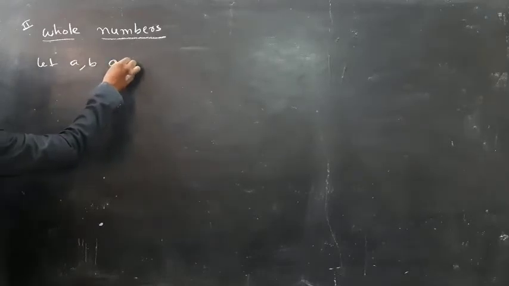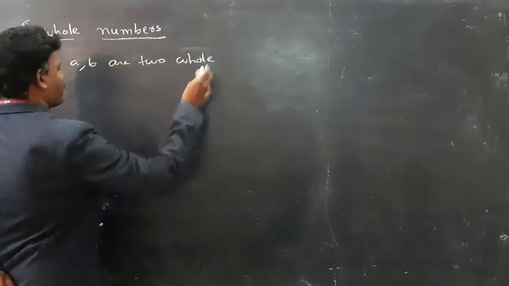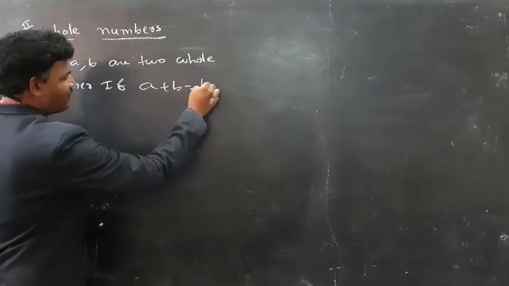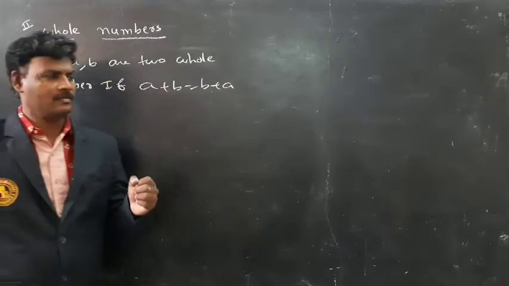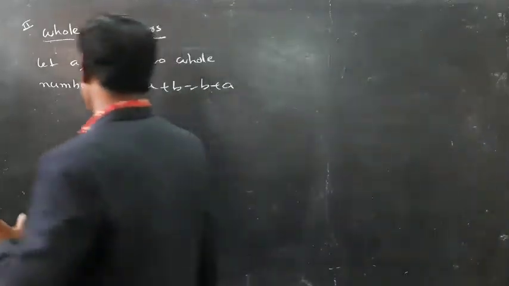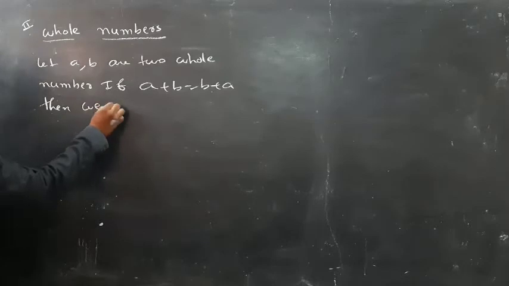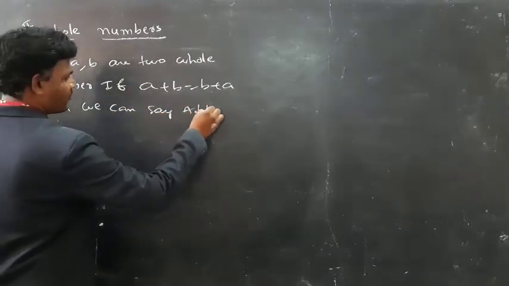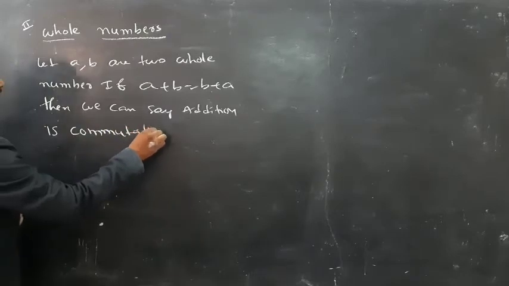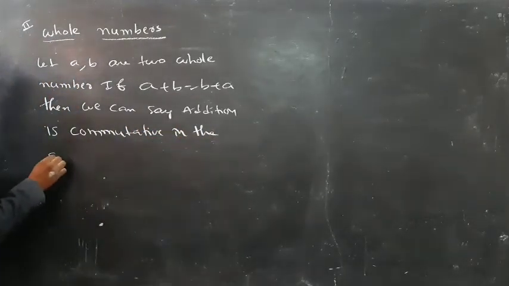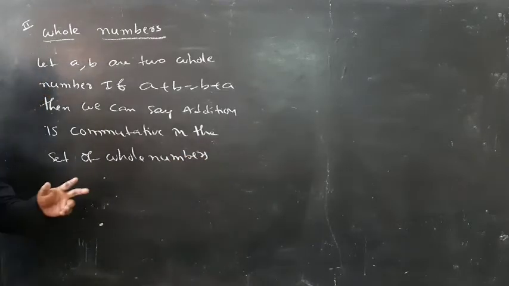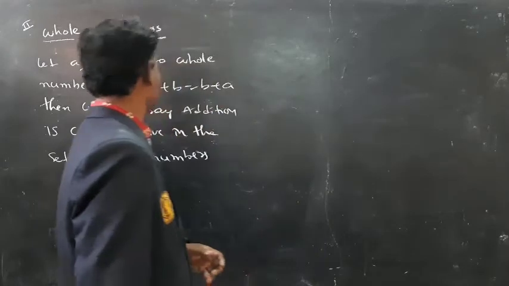Let A, B be two whole numbers. If the result of A plus B and B plus A both are equal, then we can say addition is commutative in the set of whole numbers.